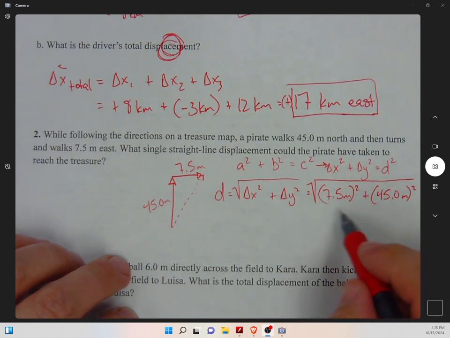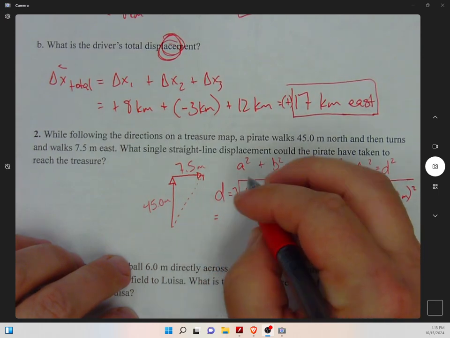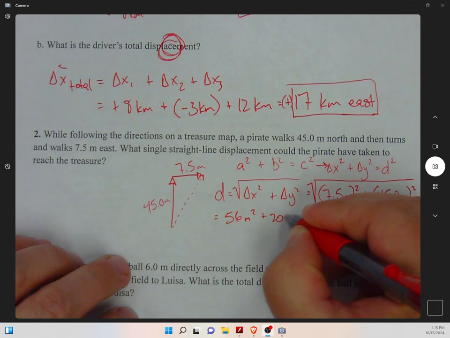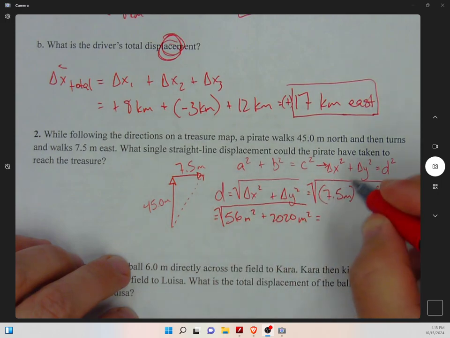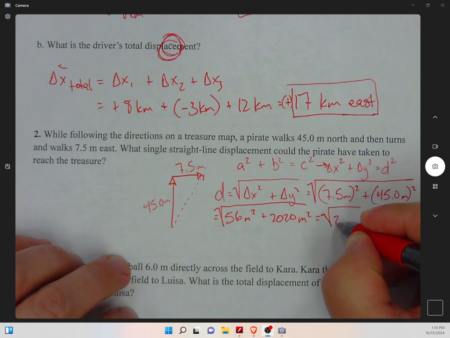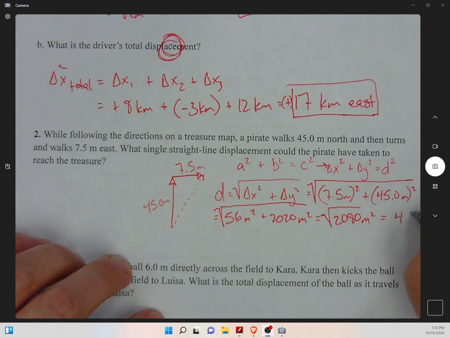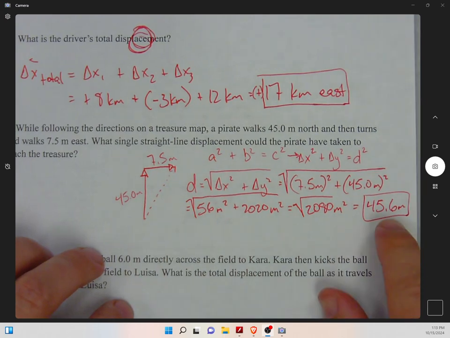So when we actually solve for this, square each of those values, add them together, then get the square root, which is going to be 56 meters squared plus 20 meters squared. Then that's 2080 meters squared, which ends up being 45.6. I'm getting off the paper. 45.6 meters. Now, this is just the magnitude.